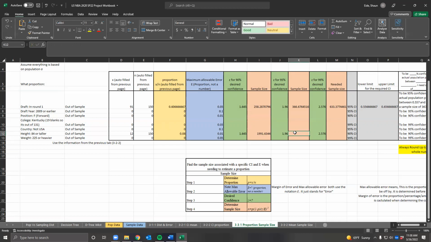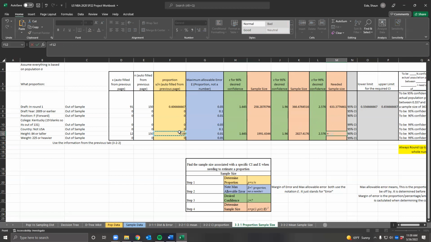The same thing, you come right here, equals, and the sample size, the proportion multiplied by 1 minus the proportion multiplied by, in parentheses, the z-score divided by the maximum allowable error, and then you raise that to the second power. Then you now need a sample size of 2,827.4 or 2,828.